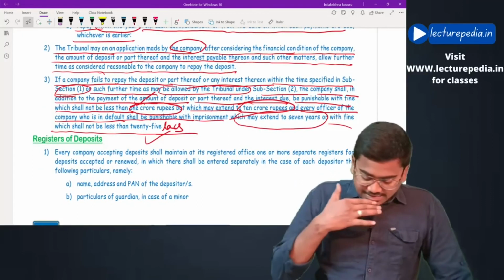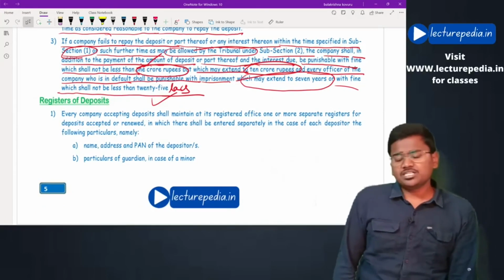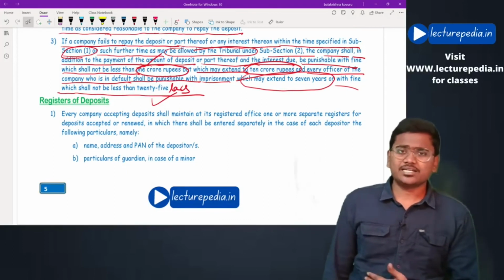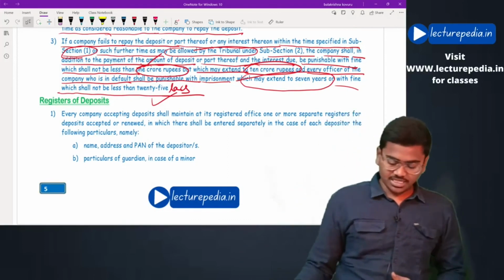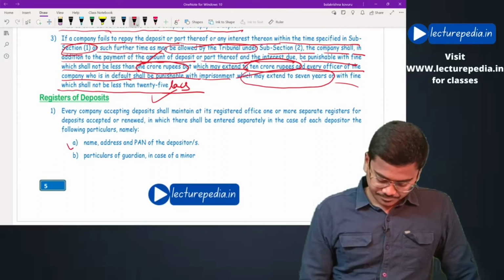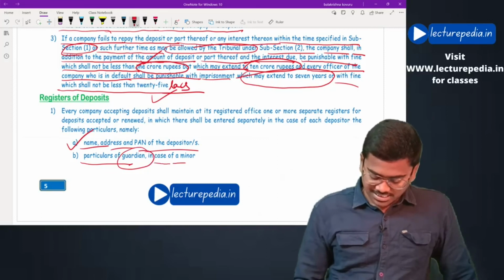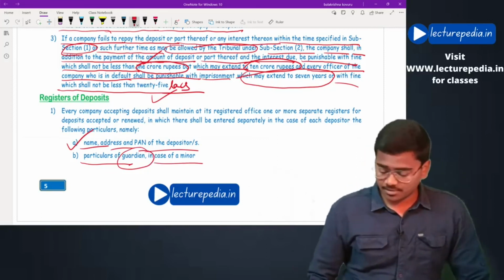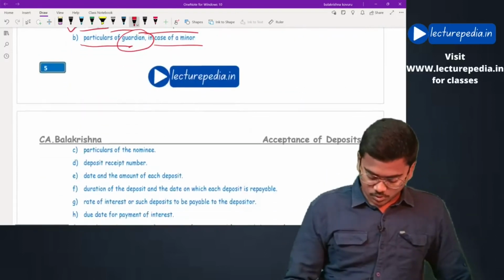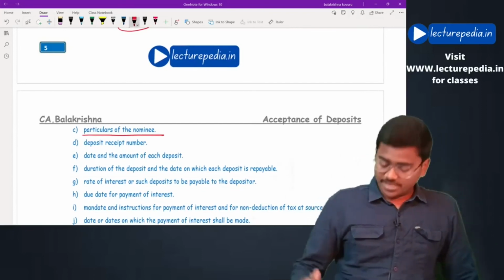Next, register of deposits. Similar to that of register of shareholders, company needs to maintain register of deposits. Okay, in this register all the details related to deposit holders will be kept. Let us see what will be present in the register of depositors. See, first of all, name, address, PAN of the depositor. Particulars of guardian in case of minor. In case depositor is a minor, then on his behalf the name of his guardian will be included in the register. Next, particulars of nominee. If the depositor has appointed nominee, then the particulars of nominee.